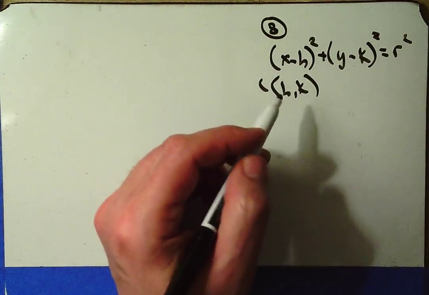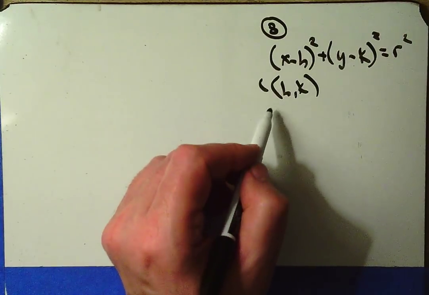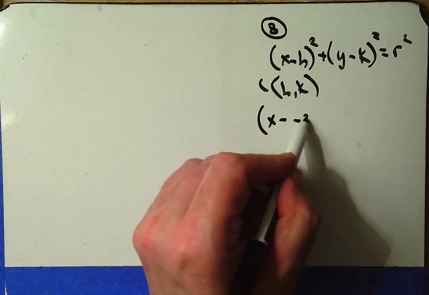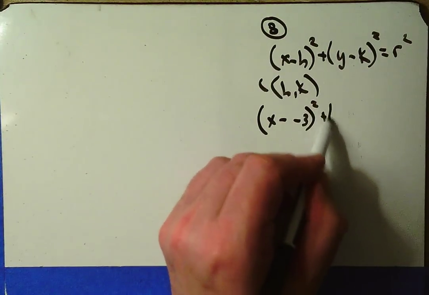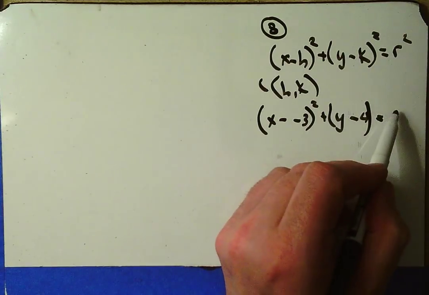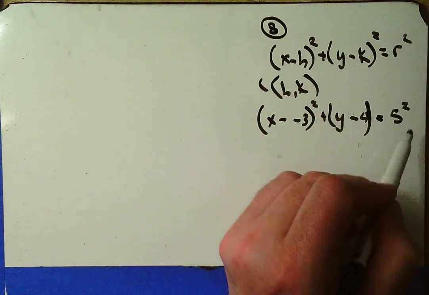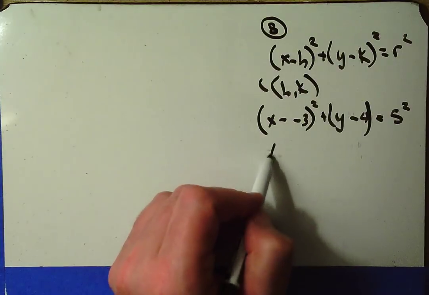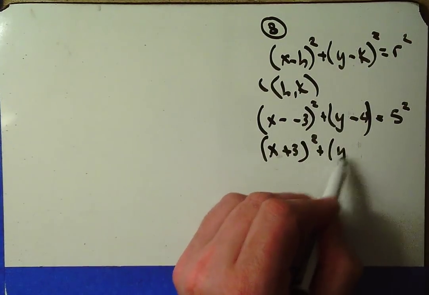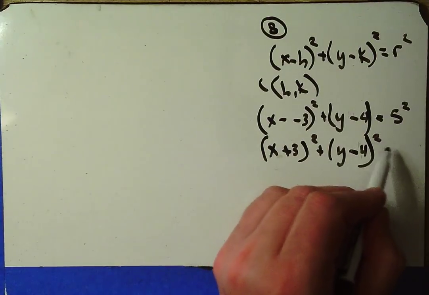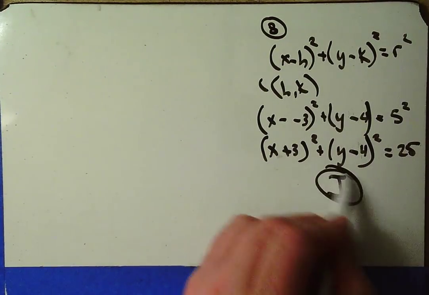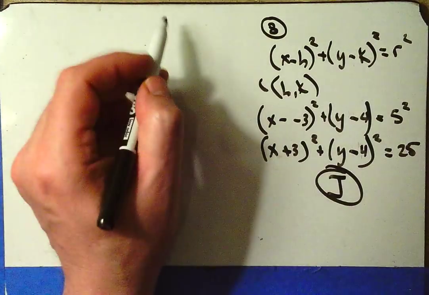So here we're told that the center from that given point is -3, 4. So I'll have x minus a -3 plus y minus 4. And how far are they? They are 5. So we end up with x plus 3 squared plus y minus 4 squared equals 25. And that's choice J.